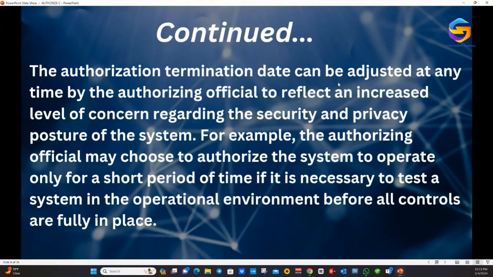The authorization termination date can be adjusted at any time by the authorizing official to reflect an increased level of concern regarding the security and privacy posture of the system. For example, the authorizing official may choose to authorize the system to operate only for a short period of time if it is necessary to test the system in the operational environment before all controls are fully in place. It is doable. If after the review, they realize that no, there are certain things that need to be critically looked at, they can take a decision. Remember, he has the sole responsibility to make a decision on even the number of years to be given to the system to operate based on one or two conditions or one or two risks or the severity of whatever the risk is attached to that system. He has the decision to make.